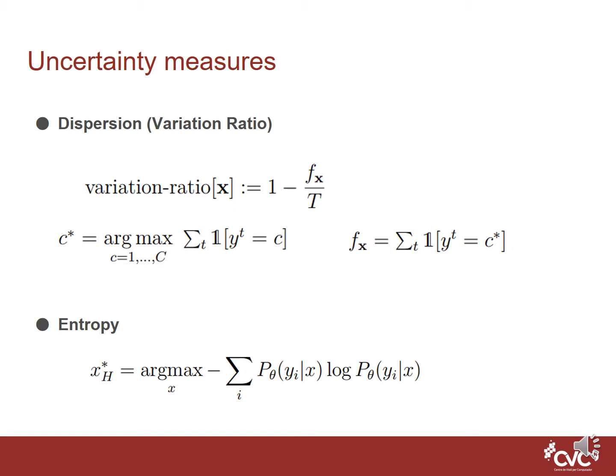Since in active learning we have no access to ground truth labels, we need a criterion to measure the forgettability of samples. To this aim, we propose to use dispersion of samples. Based on this measure, we compute the deviation from the mode of predictions in the course of training. We also consider entropy to measure uncertainty of an unlabeled sample.